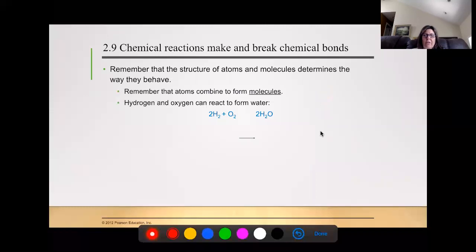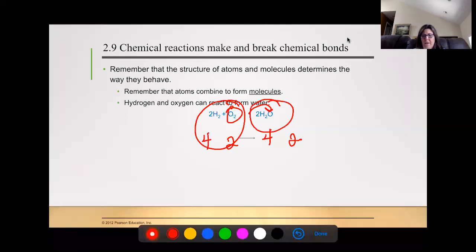So remember that the structure of atoms and molecules determines the way they behave. Remember that atoms combine to form molecules. Hydrogen and oxygen can combine to form water. So notice I have 4 hydrogens on this side, I still have 4 over here. Over here I have 2 oxygens, and I have 2 over here, because I have 2 molecules. So all we're doing is combining our reactants to form our products.